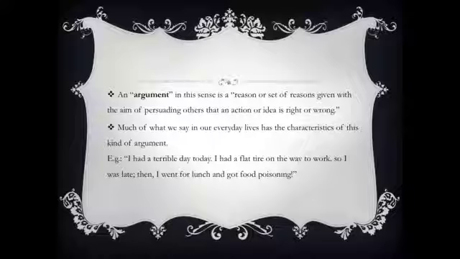So for example, if you came home and told your significant other, oh, I had a terrible day today, I had a flat tire on the way to work, so I was late, and then I went for lunch and I got food poisoning, that in and of itself is an argument. So you're trying to persuade your significant other or family member or whoever that you had a terrible day, and you're giving reasons, a reason or set of reasons, with the aim of persuading them of that. So you had a terrible day, and here are the reasons why you should believe that I had a terrible day. So that's the kind of argument that we're talking about. So reasons given with the aim of persuading.